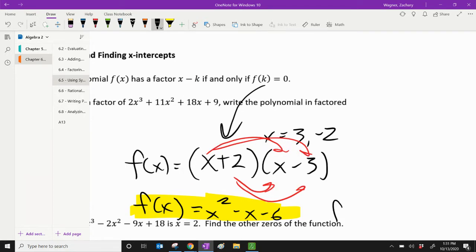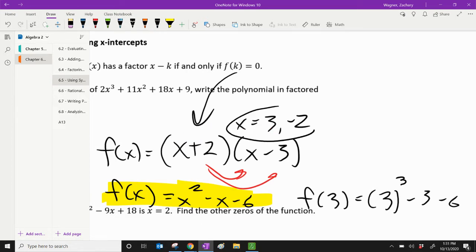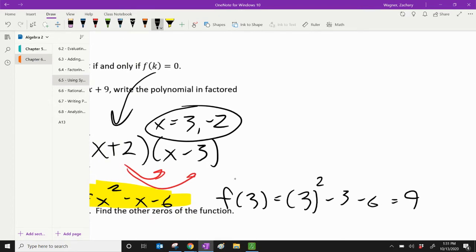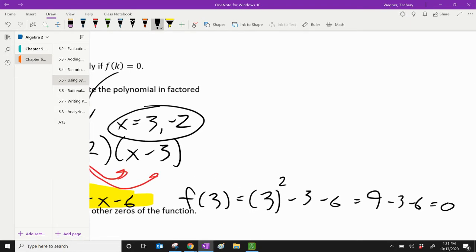And if I plugged in f at 3 into this polynomial, I will get 0. Notice, I'll do it right now. 3 squared minus 3 minus 6. I'm just plugging x equals 3, which is one of my two zeros that we already determined. 3 squared is 9. 9 minus 3 minus 6 does equal 0. Same thing applies to negative 2.